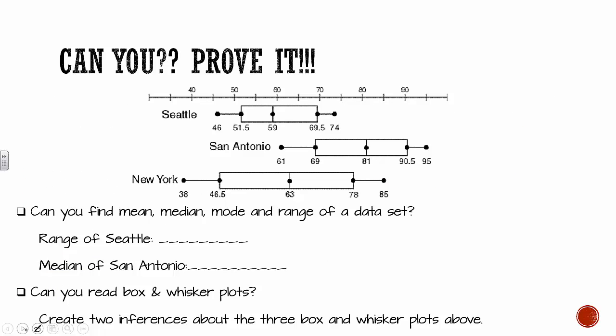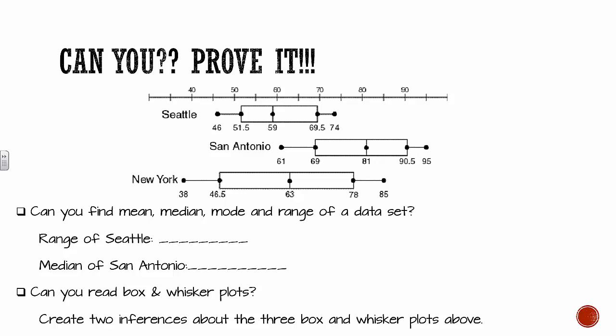So to get you thinking about what we're going to do tomorrow, I have a box and whisker plot here. You need to find the range of Seattle's points and the median of San Antonio's points. And then I'm asking you to read this box and whisker plot comparison. Create 2 inferences about the 3 box and whisker plots above. So that means take a look at this and pick out something that stands out to you.